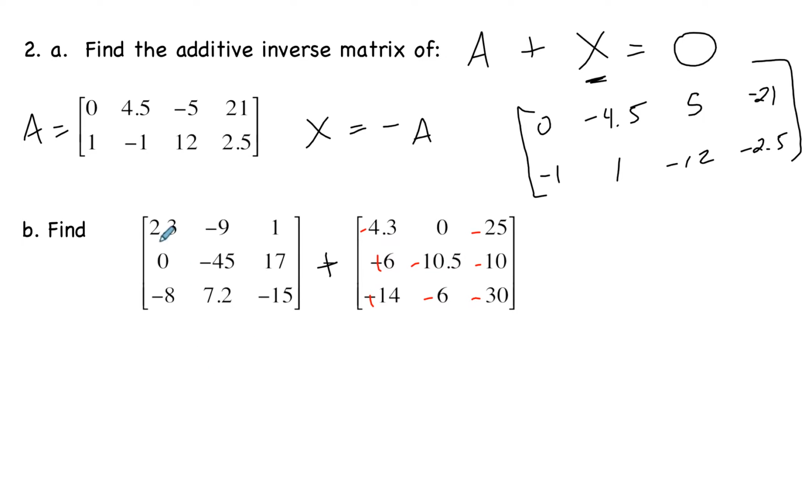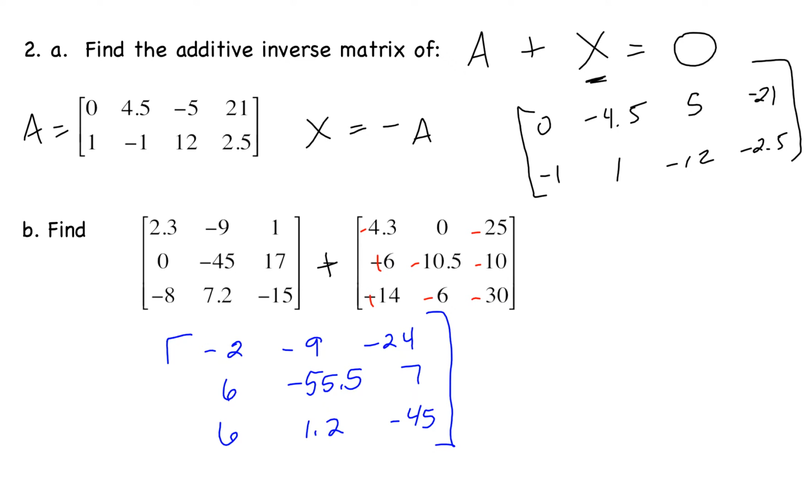So our resulting matrix: 2.3 minus 4.3 is minus 2.0. Minus 9 plus 0 is minus 9. 1 minus 25 is minus 24. 0 plus 6 is 6. Negative 45 plus negative 10.5 is negative 55.5. 17 plus a negative 10 is 7. Negative 8 plus 14 is 6. 7.2 plus a negative 6 is 1.2. Negative 15 minus 30 is negative 45. And then put your square brackets around each side so that you know it's a matrix.